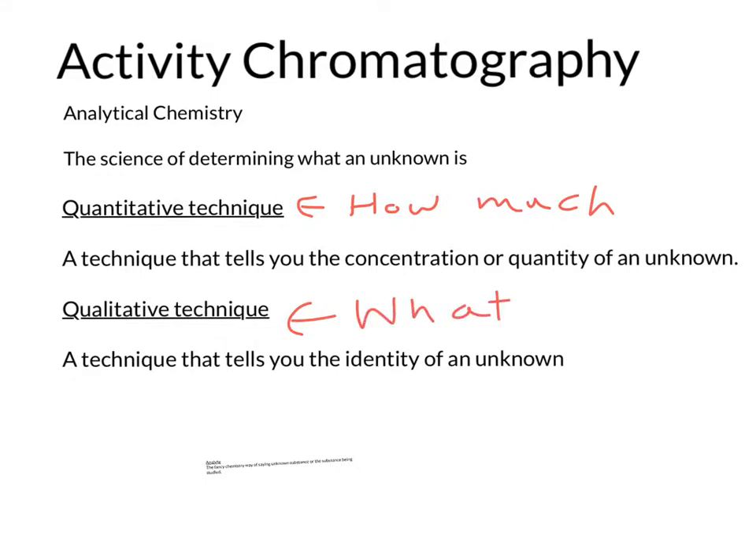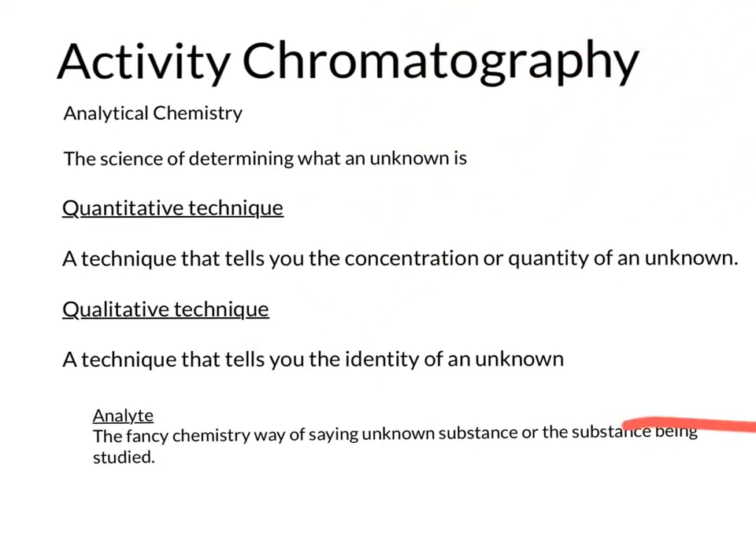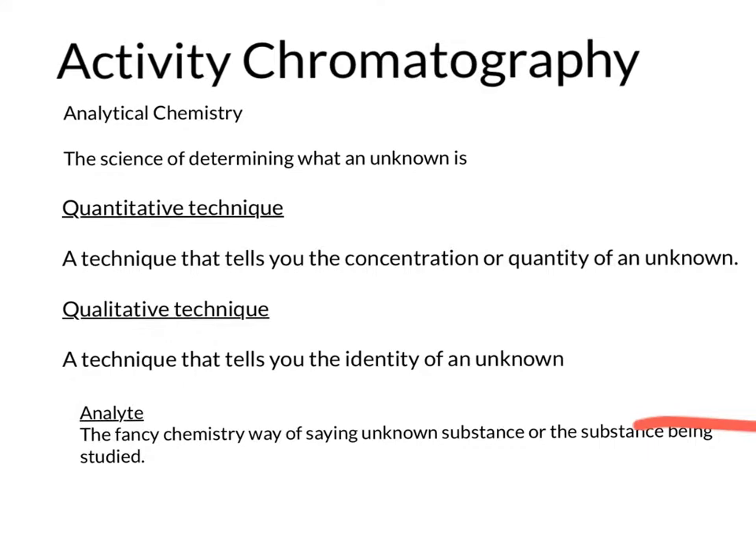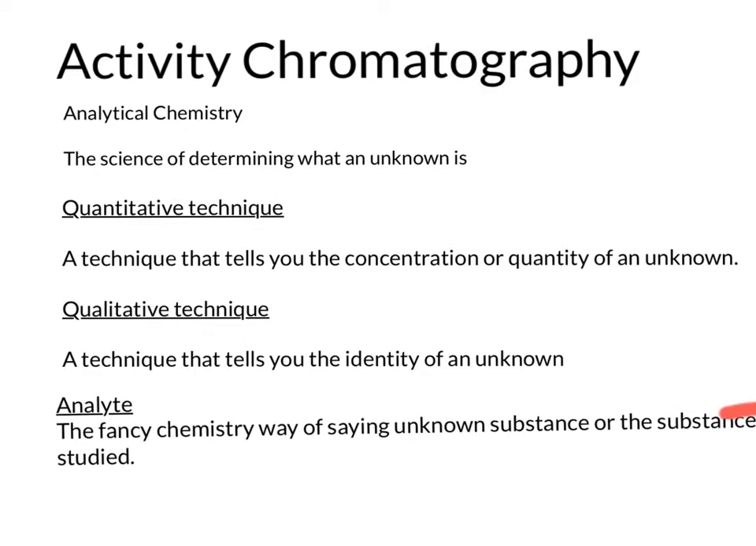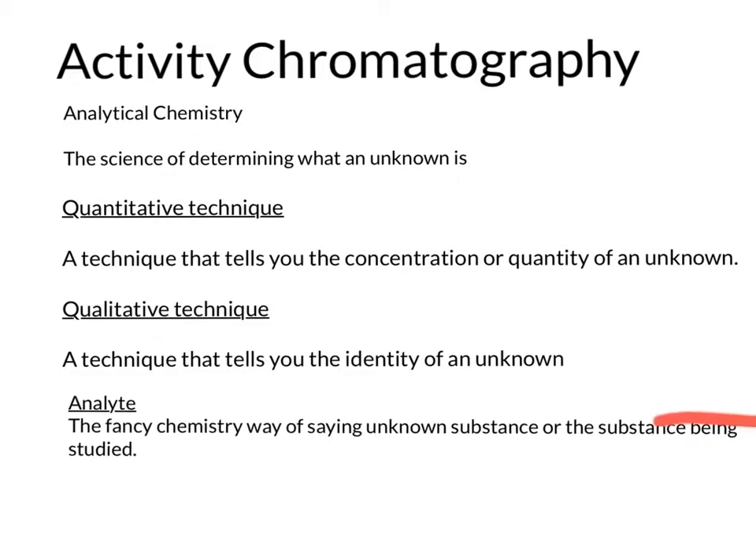A term I'm going to be using probably just out of habit, so I'm going to introduce it to you now, is the term analyte. Analyte is a fancy chemistry way of saying an unknown substance or the substance being studied. In other words, instead of saying unknown substance, I would say the analyte. Analyte is simply a way of saying what's being studied.